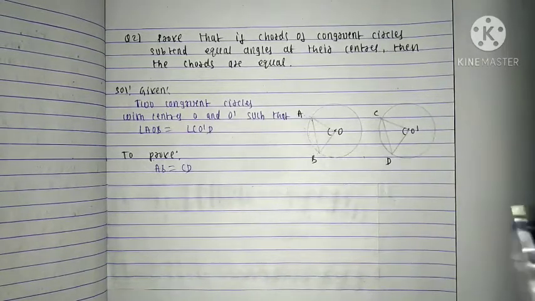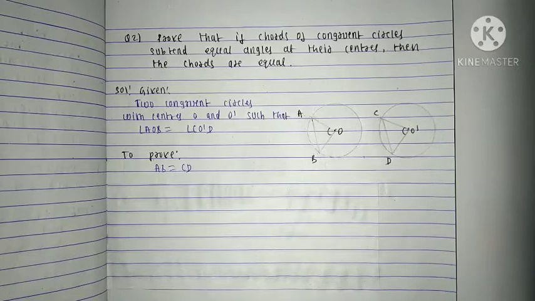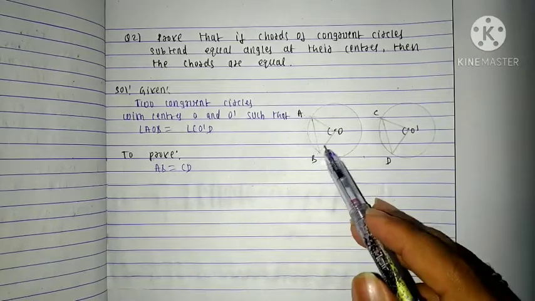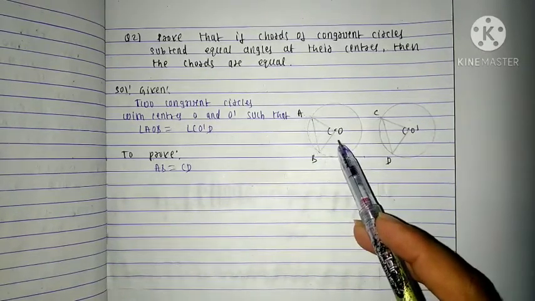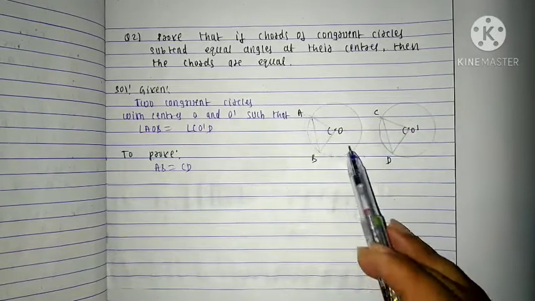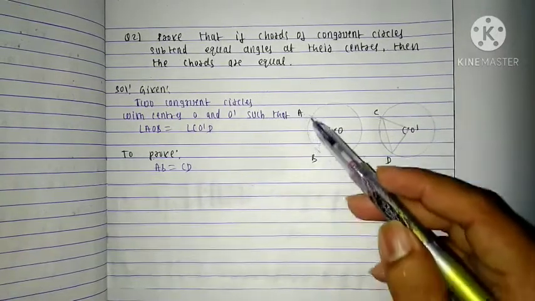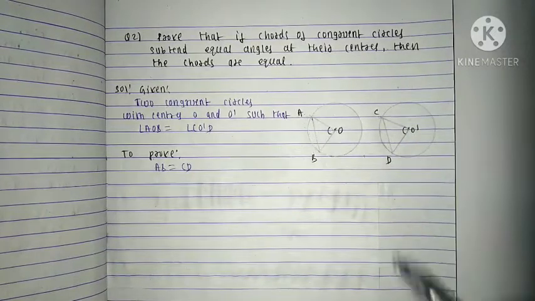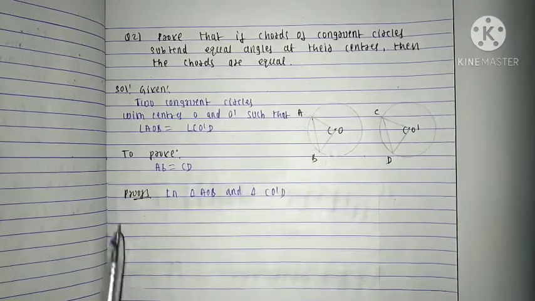This is just the reverse of the first problem. There they have given that chords are equal, and we have to show that angles are equal. Here they have given that the angles subtended by the chords are equal, and we have to show that these chords are equal. AB is equal to CD. Now let us write the proof.